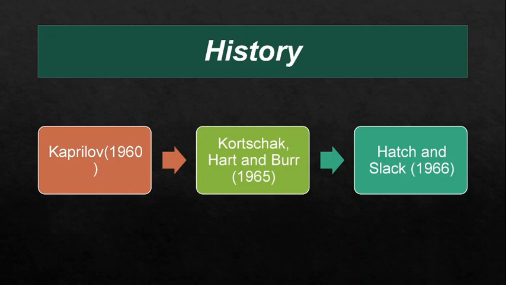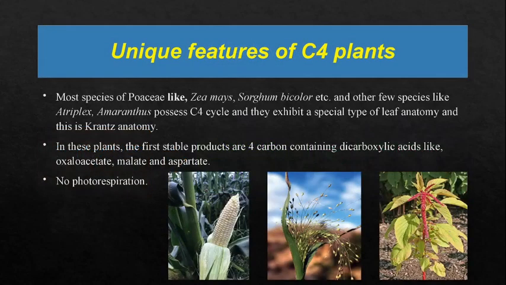Later, in the year 1966, Hatch and Slack in Australia confirmed the previous reports and revealed a new cyclic reaction mechanism. This pathway is now referred to as the C4 pathway, and the plants which possess this pathway are termed C4 plants. Now the unique features of C4 plants. The C4 cycle has been found to operate in many plant species of Poaceae such as maize, sorghum, and a few other plants also like Atriplex, Amaranthus, etc.